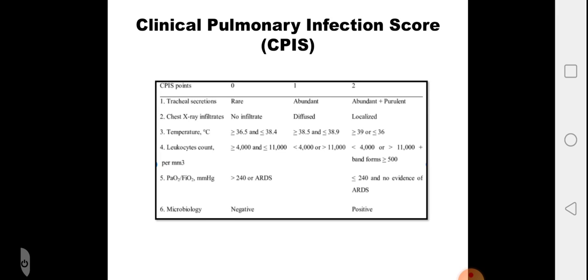There is one score known as the clinical pulmonary infection score, which includes 6 parameters: tracheal secretions, chest x-ray, temperature, leukocyte count, oxygenation parameters, and the culture results, which when we add up come to a score of 12. When the patient has a score of more than 6, it is considered as ventilator associated pneumonia.